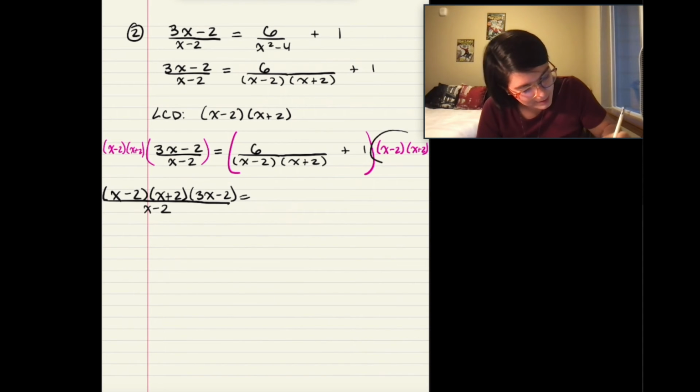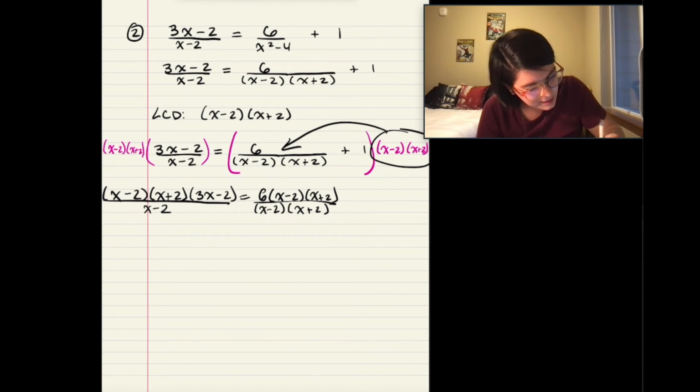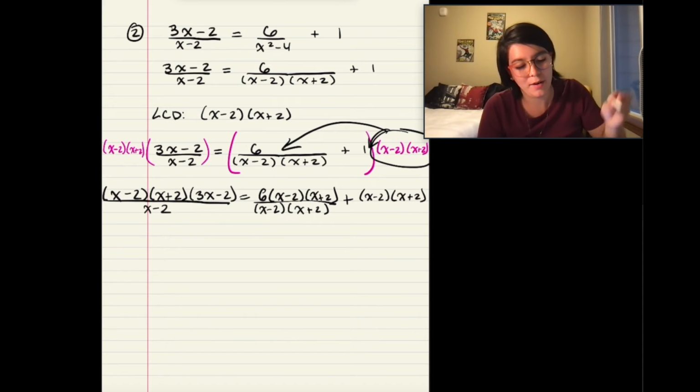we'll distribute the x minus 2, x plus 2 to our first term. So we have 6 times x minus 2, x plus 2, all over x minus 2, x plus 2, and then 1 times anything is just itself. So x minus 2, x plus 2. And now we get to do everybody's favorite part of math. We get to cancel some stuff.